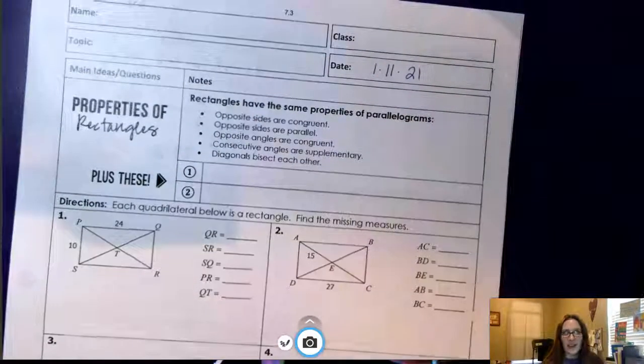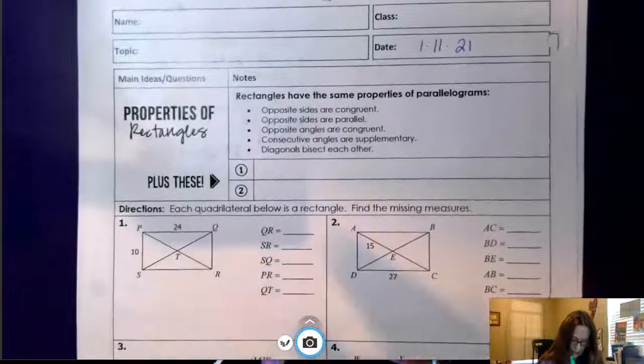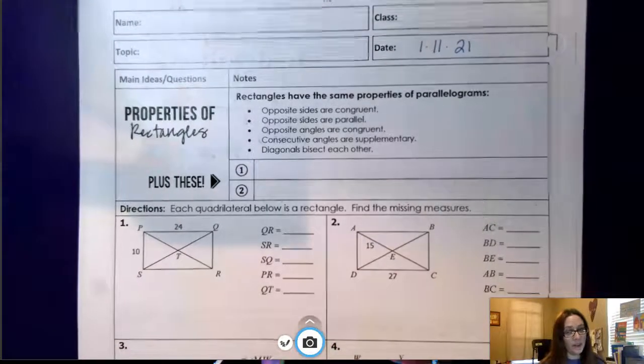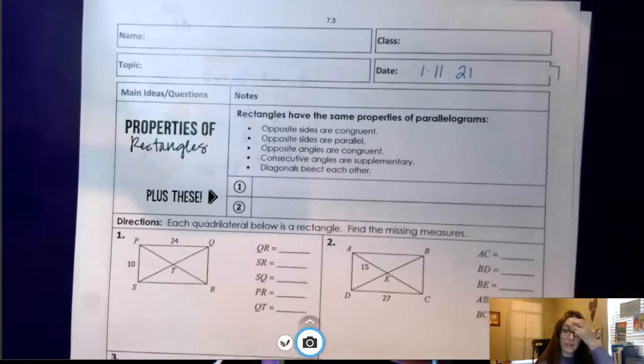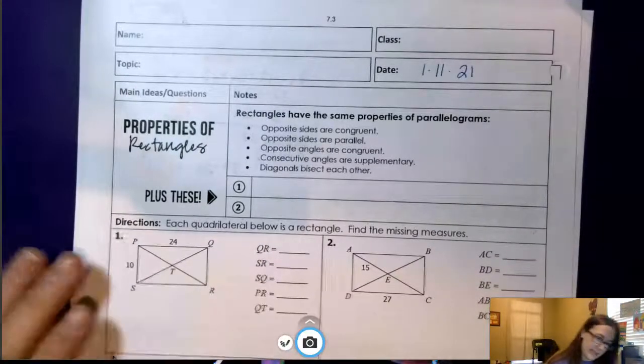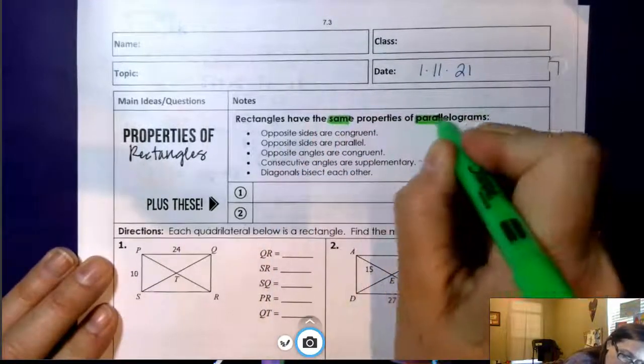Hi, welcome back. We have note 7-3 today, and it is page 13 in your note guide. Hopefully you guys all have your note guides picked up. We are talking about properties of rectangles. Now the nice thing about this is that rectangles have all of the same properties as parallelograms.